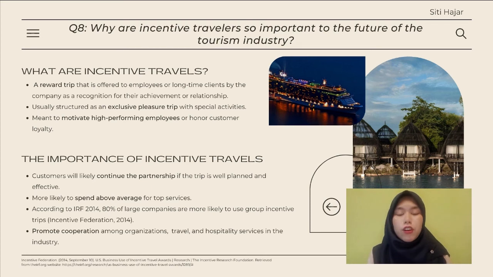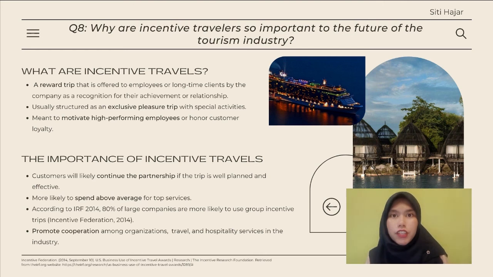Secondly, organizations are also more likely to spend above average amounts for top services included in the trips, which provides good avenues for businesses. And according to the Incentive Research Foundation in 2014, 80% of large companies are more likely to use group incentive trips. So we see here that there's a rising interest in implementing incentive trips in companies for their employees, which means there will be a good opportunity and rising demand that tourism businesses could take on and provide these trips to organizations.